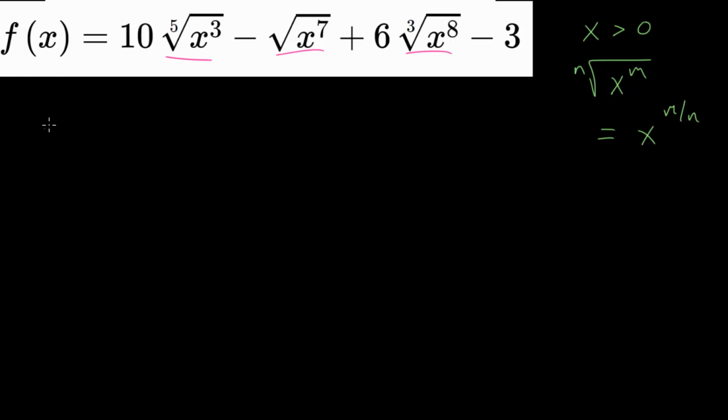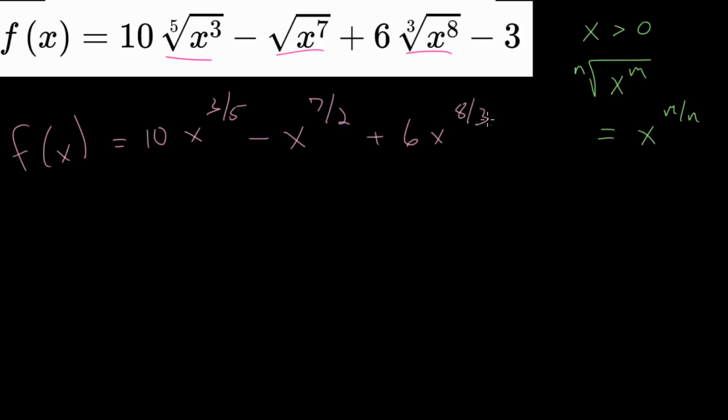We have that f of x is 10 multiplied by x to the 3 over 5 power, since we're raising it to the third power and we're taking a fifth root. This is a square root, so we have x to the 7 over 2 power. And here we have 6 multiplied by x to the 8th over 3, so the 8/3 power, and we're subtracting 3 from that.